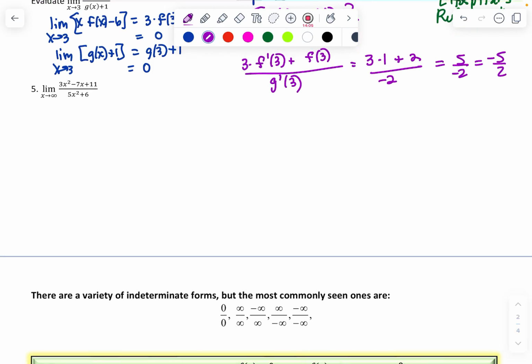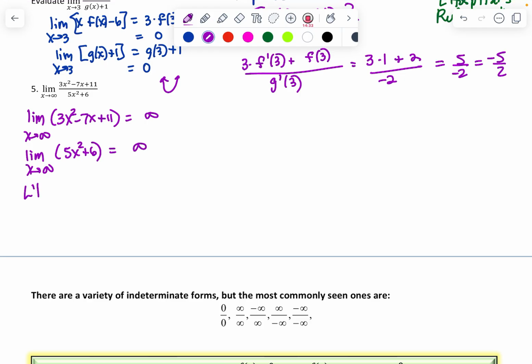All right. Then let's take a look at this one. Now this is going to infinity. So the limit as x approaches infinity of 3x squared minus 7x plus 11. Now, when you think about a polynomial, this is a 3x squared, so it opens up, it's going to shoot to infinity. That leading term is going to overtake the rest of it. So L'Hopital's rule applies.